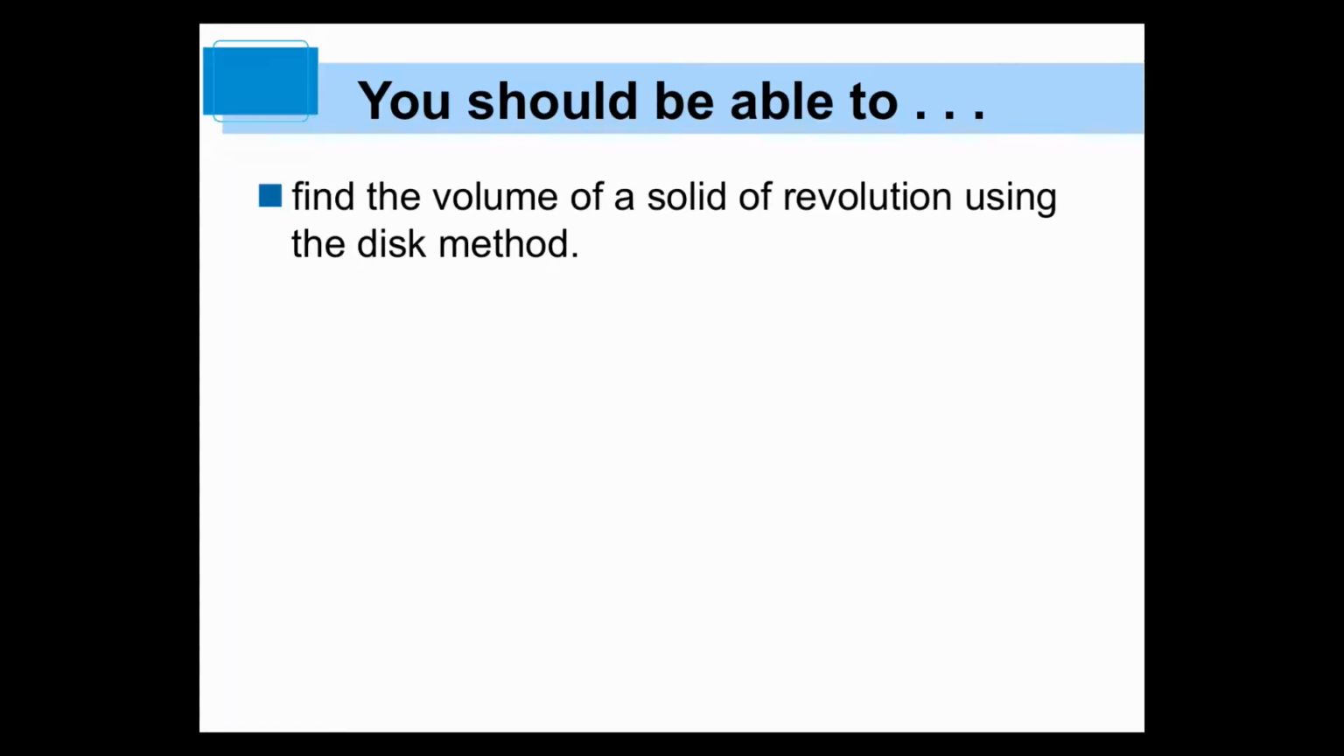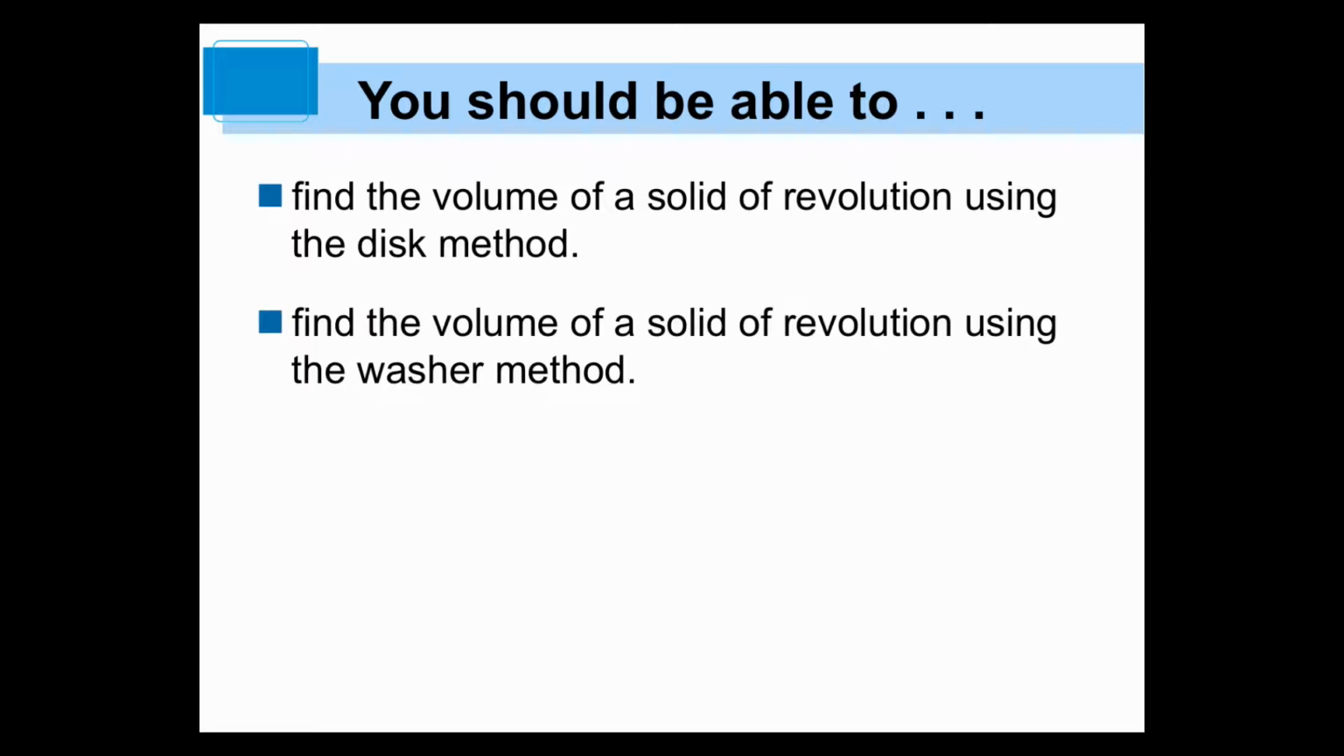The first 2 fall under the category of being the disk method, which we'll get to in a second. So we're going to talk about the disk method, then a variation of the disk method is something called the washer method.